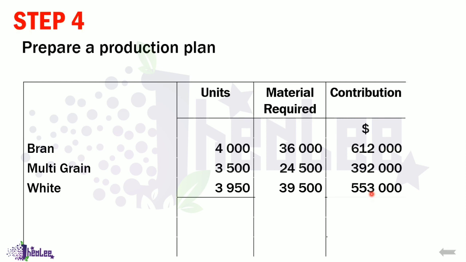So now that we have determined the order in which we will produce, we have recorded the units, the material required, and the contribution that will be generated from producing each product, we are now going to enter our total. So the total material used up is 100,000. How did we arrive at that? The 36,000 plus the 24,500 plus the 39,500, and that gives us 100,000. Our contribution that the business will be generating is $1,557,000. So you add up the 612, the 392, and the 553,000, that give you $1,557,000.